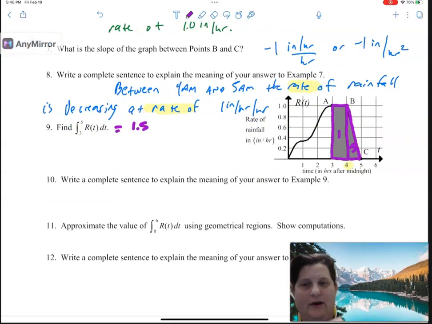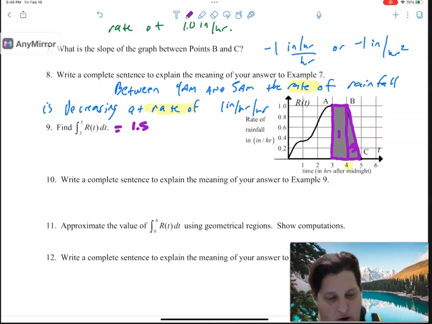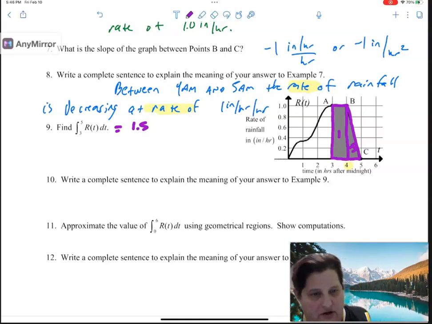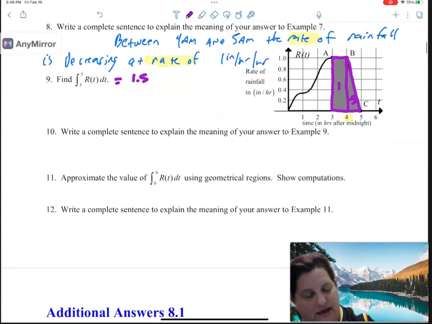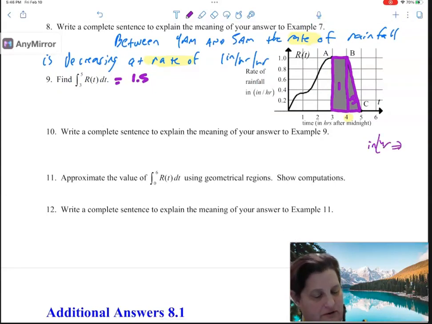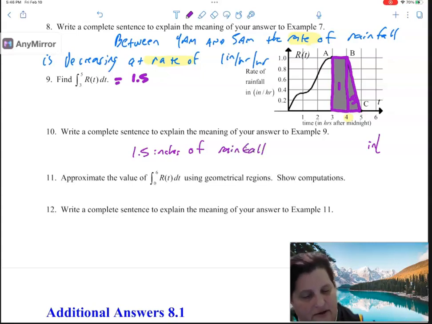Now, an integral is going backwards, right? So this is 1.5. We could also call that 3 over 2. Write in a sentence to explain the meaning of that. Okay, well, it's an accumulation. So if I was going inches per hour and I was going forward, like taking a slope, I'd do another per hour. But I'm going backwards, which means I erase an hour. So guess what? It's 1.5 inches, okay, of rainfall between 3 a.m. and 5 a.m.